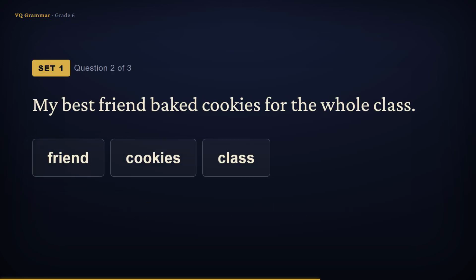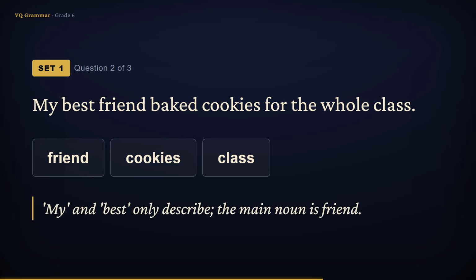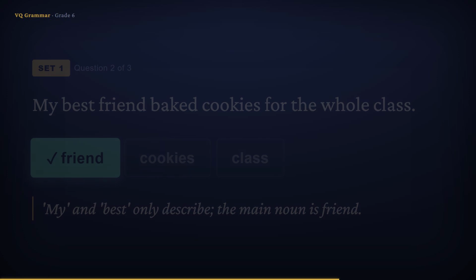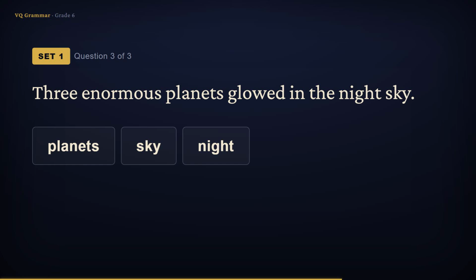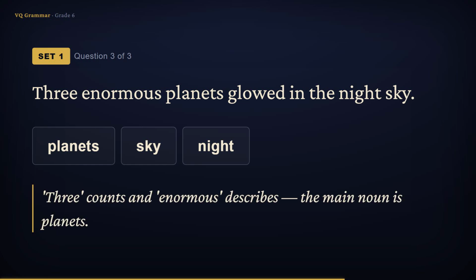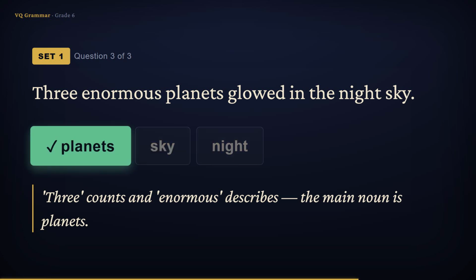My best friend baked cookies for the whole class. The words my and best just describe, so strip them away. The one main noun is friend, the person the sentence is about. Cookies and class are both over in the predicate, so the answer is friend. Three enormous planets glowed in the night sky. The word three counts them, and enormous describes them, so strip both away. The one main noun is planets, the thing the sentence is really about. So the answer is planets.